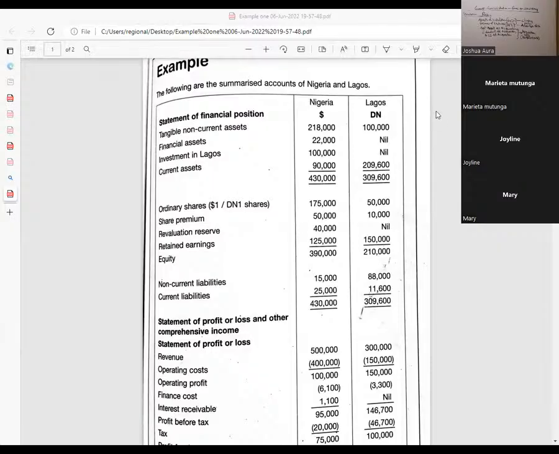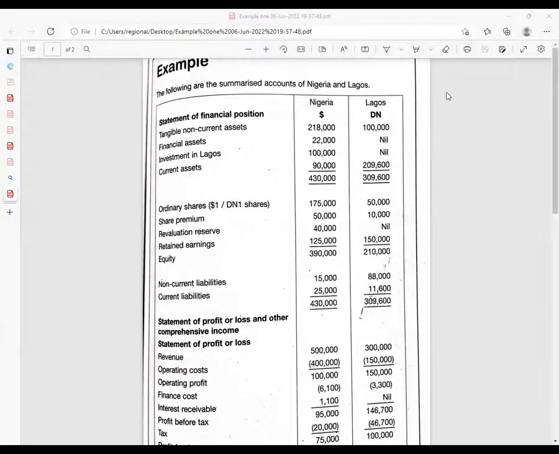So we are given an example here. The following are the summarized accounts of Nigeria and Lagos. These are two different companies. One company called Nigeria and another one called Lagos. One good thing that I'm able to see is that Nigeria company has its financial statements presented to us in terms of dollars. Lagos has, in this case here, the currency DN. DN there could be Naira, whatever.